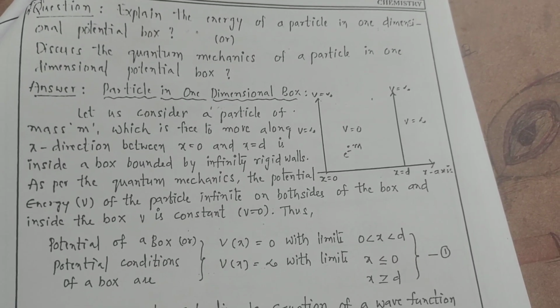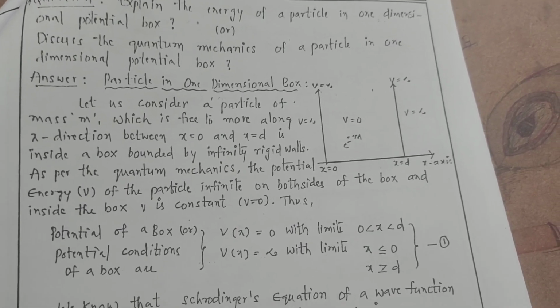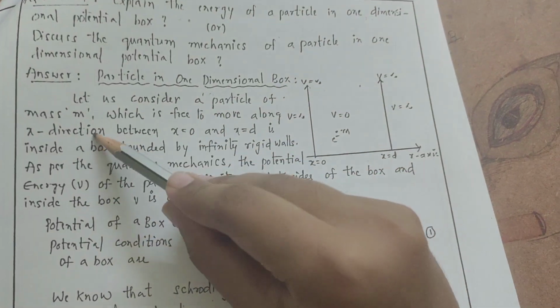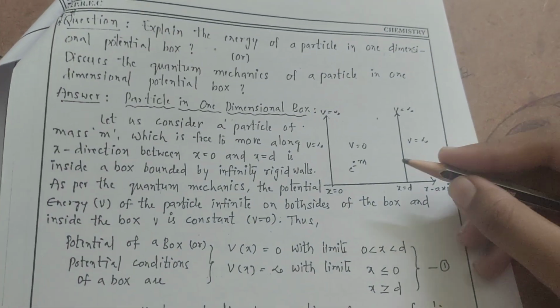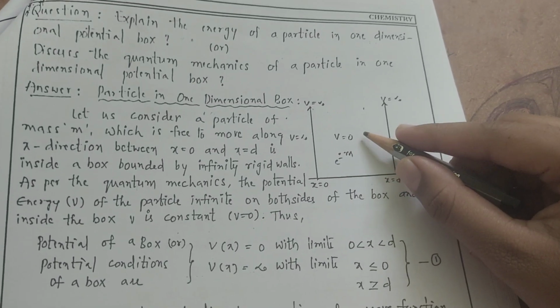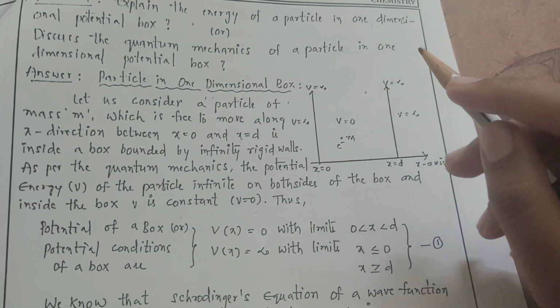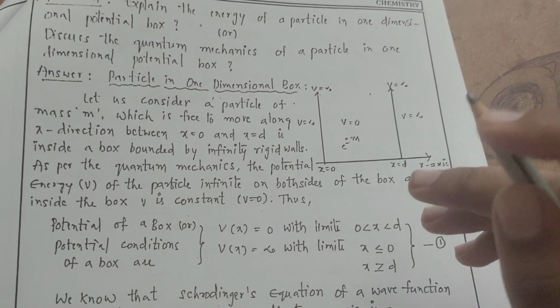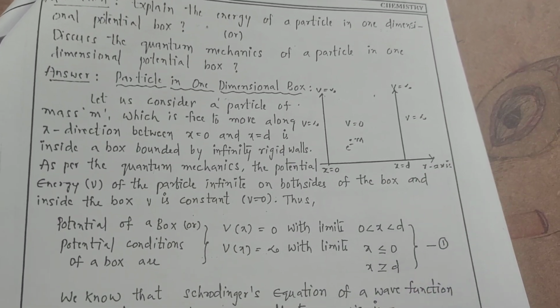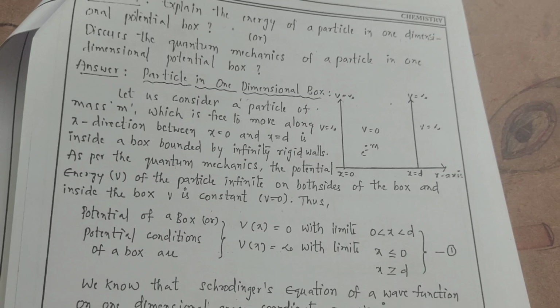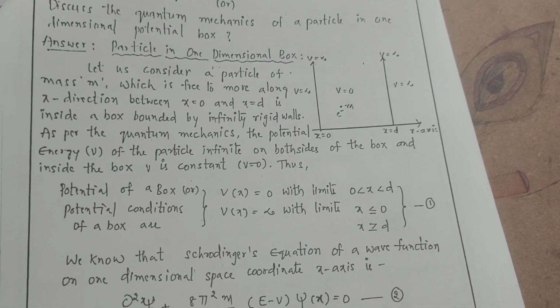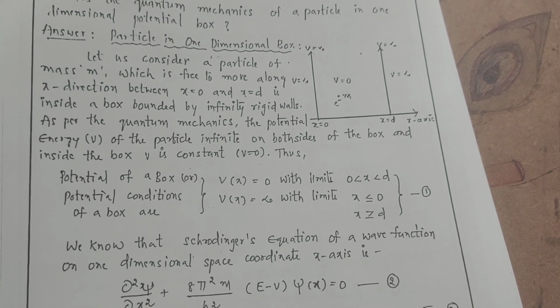Particle in a one dimensional potential box. Here we can see a particle. First let us read the answer and analyze it so that we can get a good score in your examinations.